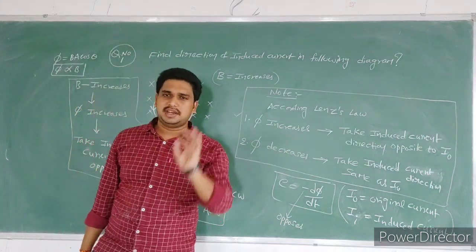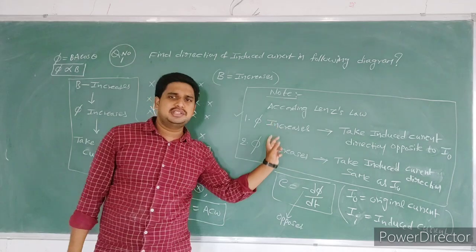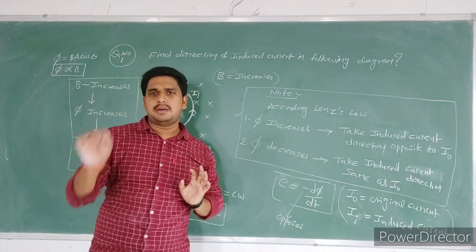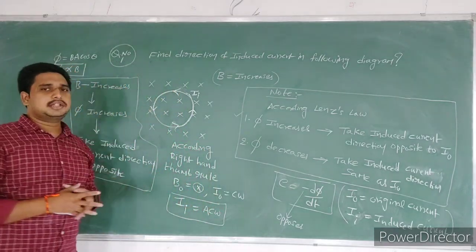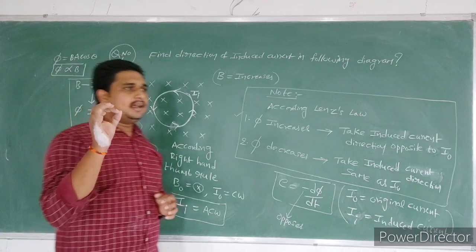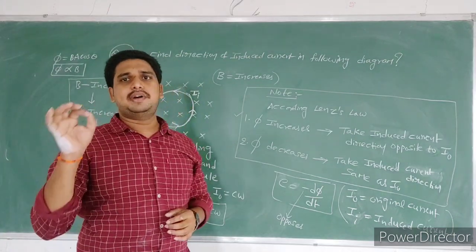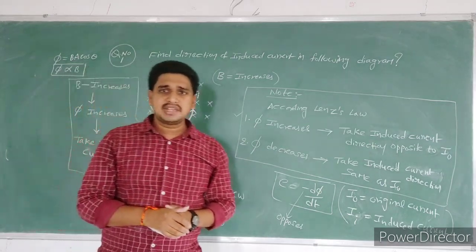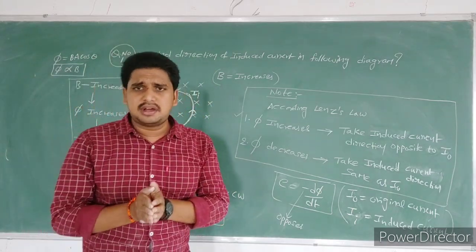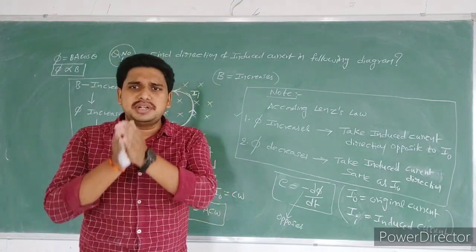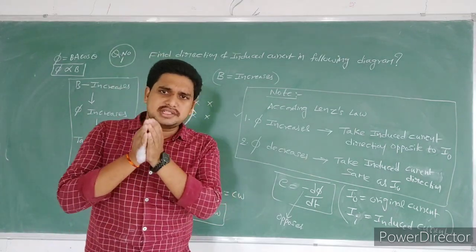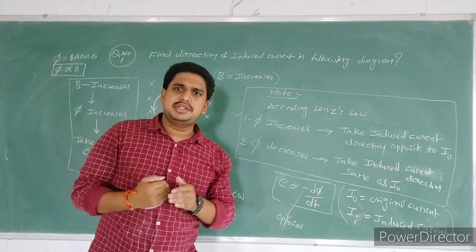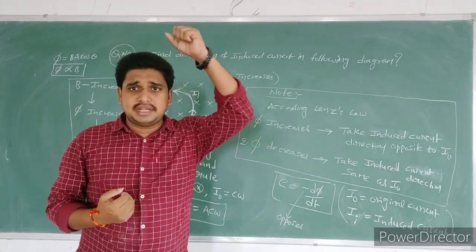Please observe carefully. Very simple concept. If you know these two note points, it is a very simple numerical. How do we find the direction of induced current? The direction of induced current is easy to find by using Lenz's law. What is the meaning of Lenz's law? Here, induced EMF or induced current always tries to decrease the magnetic flux. If flux increases, the induced EMF or induced current tries to decrease this magnetic flux.